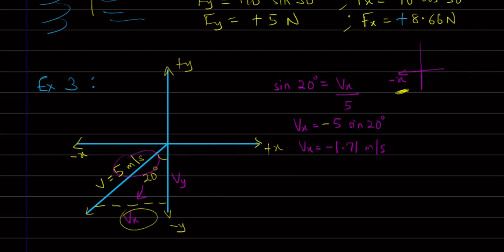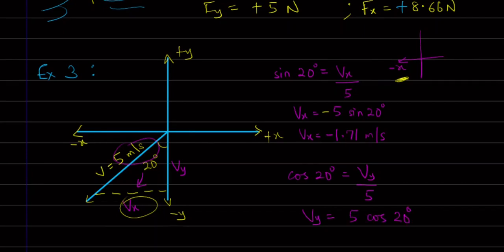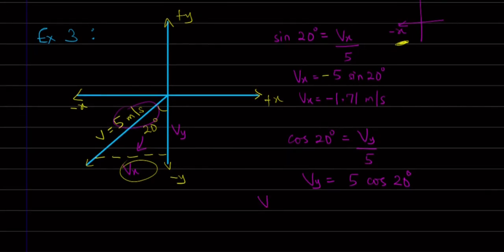Let's solve for cos 20 degree. That gives us adjacent. The angle is resting on Vy over hypotenuse. The longest side is 5, which is the original vector. So we try to cross multiply. We have Vy equals 5 cos 20 degree, and we'll be having our Vy equals 4.69 meter per second. But we need to know the sign for Vy.